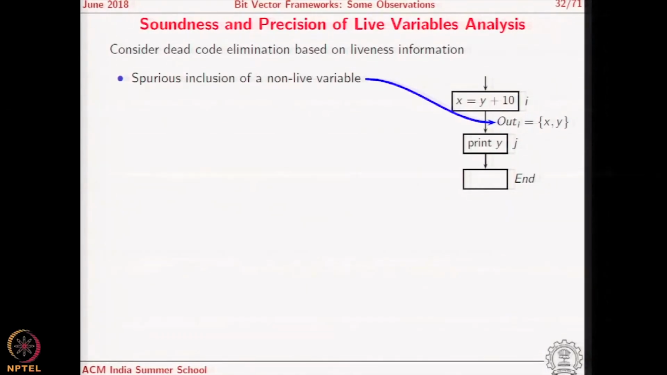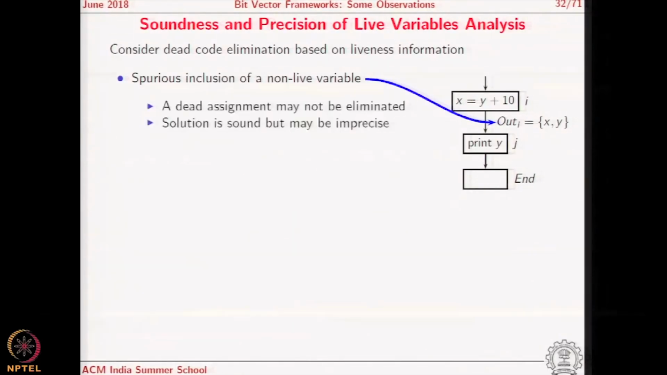What will go wrong is you will not be able to delete this assignment as dead code elimination, but that is a harmless error. It is not going to change the semantics of the program at all, it does not matter, right. So, a dead assignment may not be eliminated, solution is sound, but is imprecise. It is imprecise because we are missing some opportunity of optimization, right.